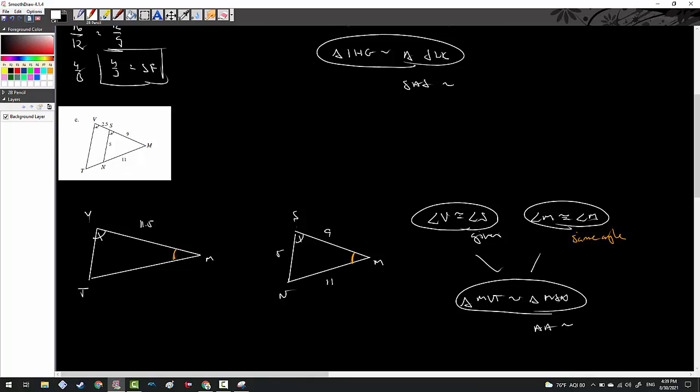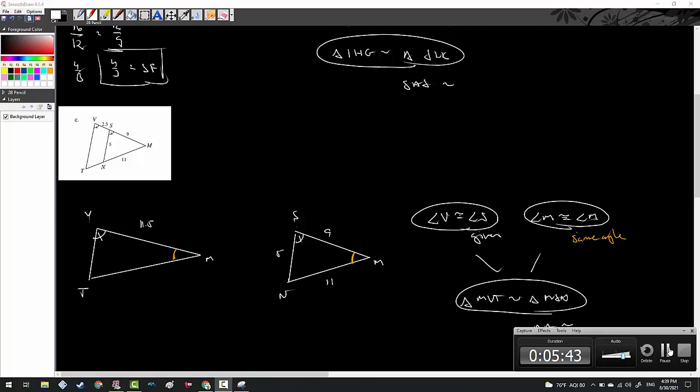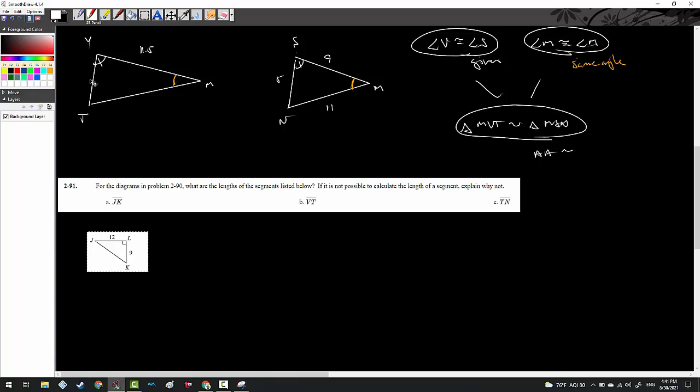Hopefully that makes sense. I'll move on to the next problem here. Again, it's just flowcharts, so nothing too crazy. And we're back in 2-91. It says for the diagrams in problem 2-90, what are the lengths of the segments listed below? And if it's not possible, explain why not.